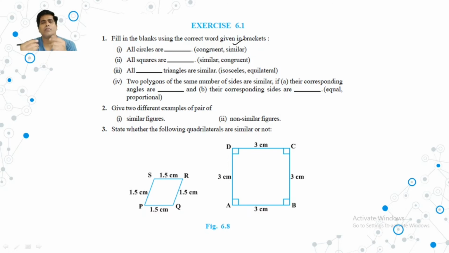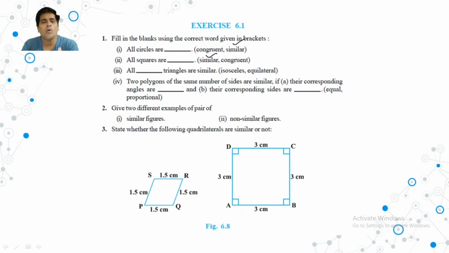What is the definition of similar? The shape is same. This is a circle, that is a circle, that is also a circle. So these are similar figures. All squares are similar. He didn't talk about the size of the side. So all squares are similar.